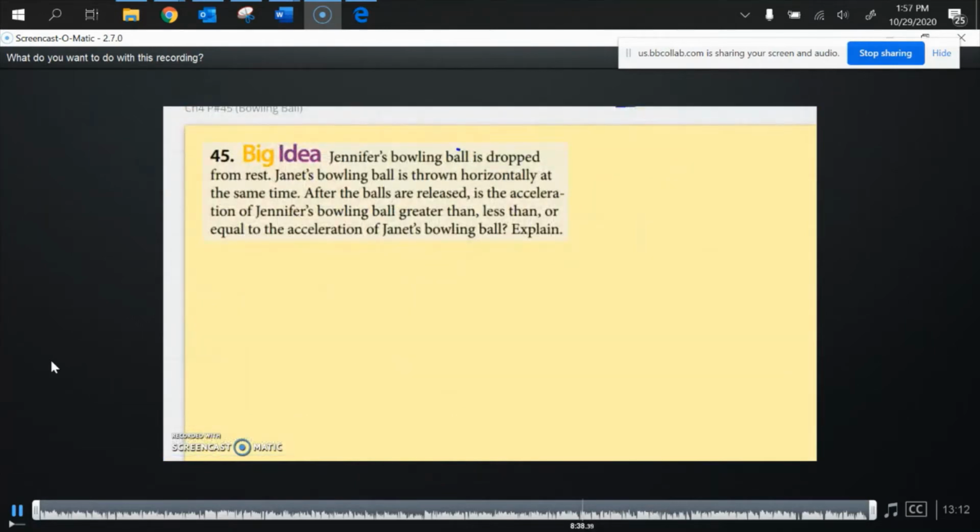On 45, it talks about Jennifer's bowling ball being dropped from rest. Here it is. And Janet's bowling ball being thrown horizontally. After the balls are released, is the acceleration of Jennifer's bowling ball greater than, less than, or equal to the acceleration of Janet's? Well, it's going to be the same. So if you took the paths, Jennifer's bowling ball is going to go straight down this, whereas Janet's is going to go in this parabolic path like that.